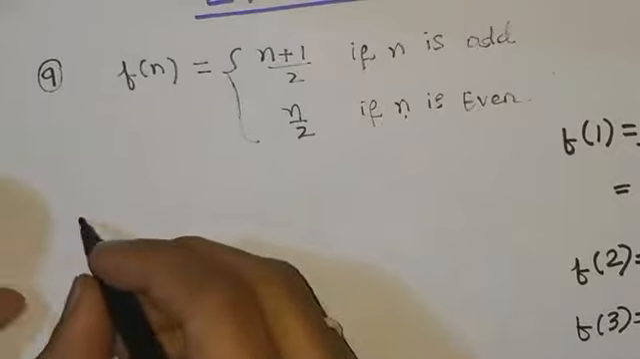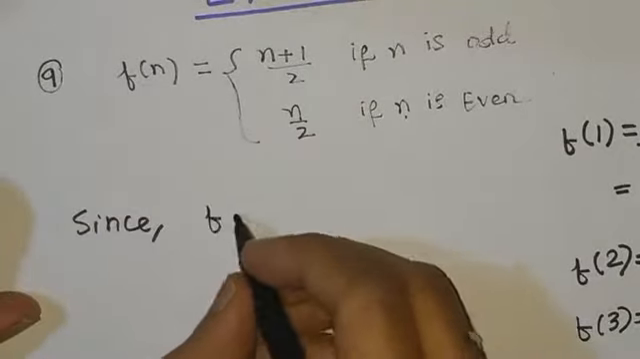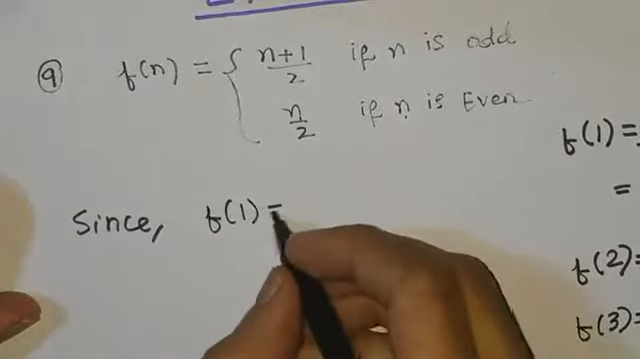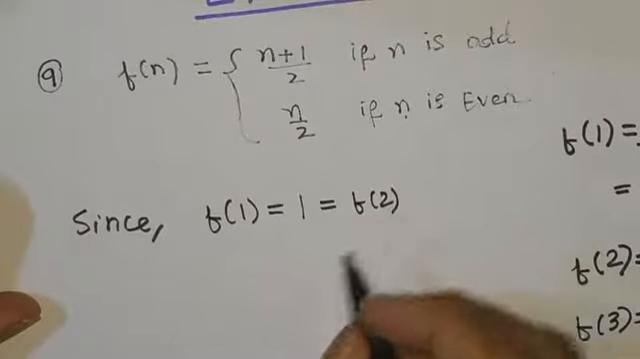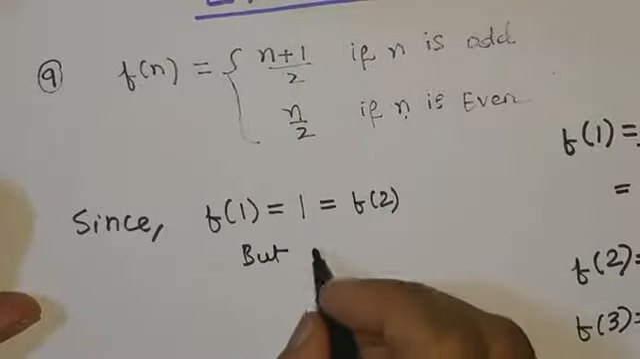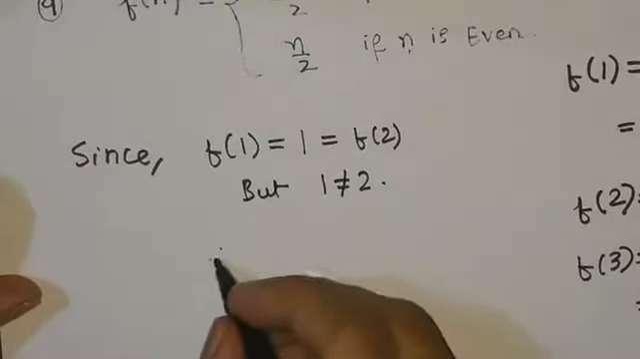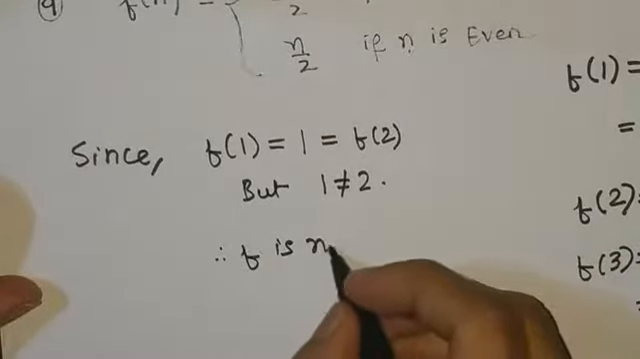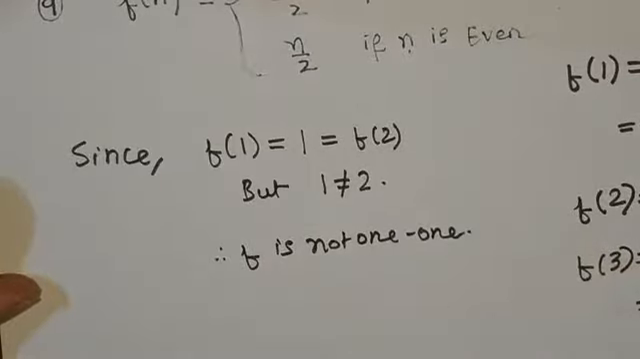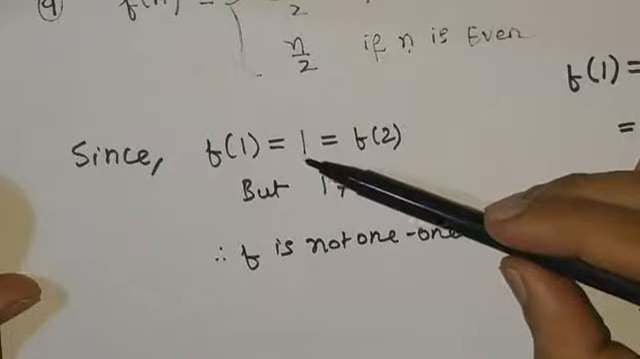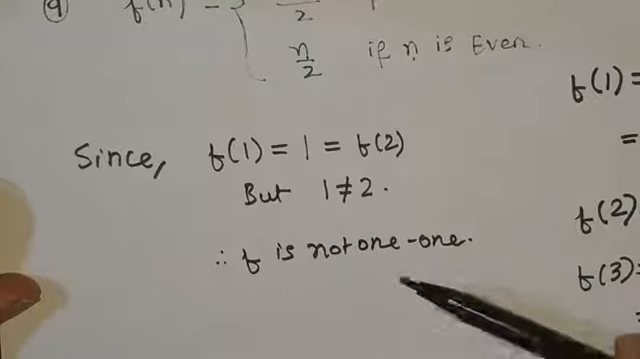So we can write, since f of 1 is equal to 1, which is also equal to f of 2, but 1 is not equal to 2, therefore f is not 1-1. The function takes same values at two different points. Okay, so f is not 1-1.